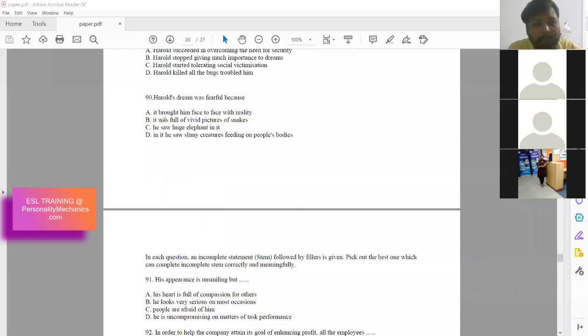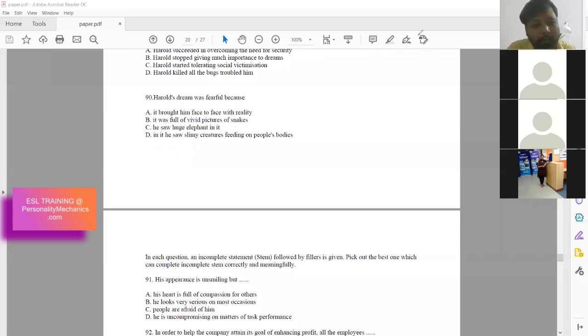Was it full of vivid pictures of snakes? No, not at all. Snakes weren't even talked about. Did he see huge elephants in it? No, he saw rather slimy creatures. So in it, he saw slimy creatures feeding on people's bodies. That's the correct one. That's the direct translation of the sentence, right? So this should be the answer.